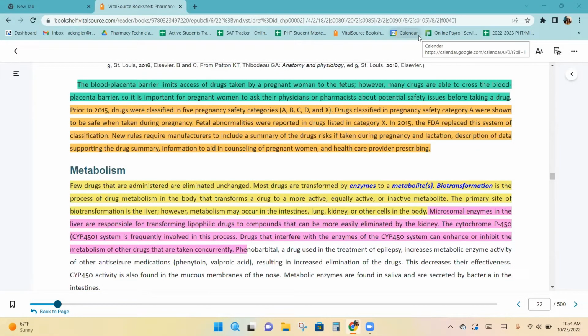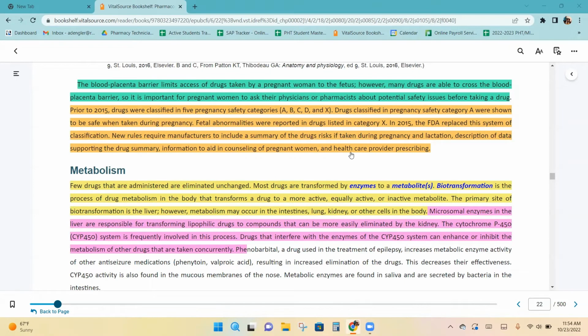The blood placenta barrier limits access of drugs taken by pregnant women to the fetus. However, many drugs are able to cross the blood placenta barrier. So it is important for pregnant women to ask their physicians or pharmacists about potential safety issues before taking a drug. Prior to 2015, drugs were classified into 5 pregnancy safety categories: A, B, C, D, and X.